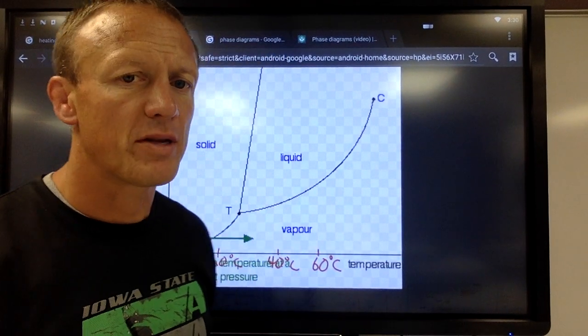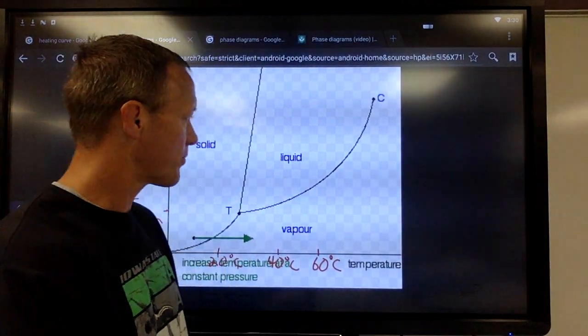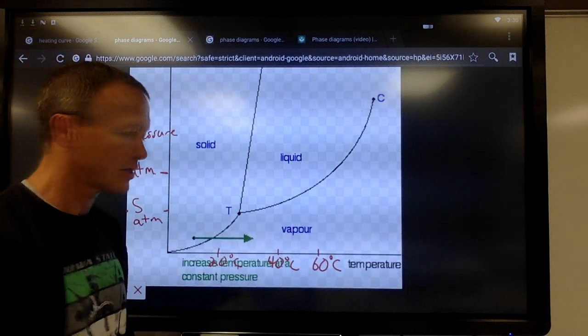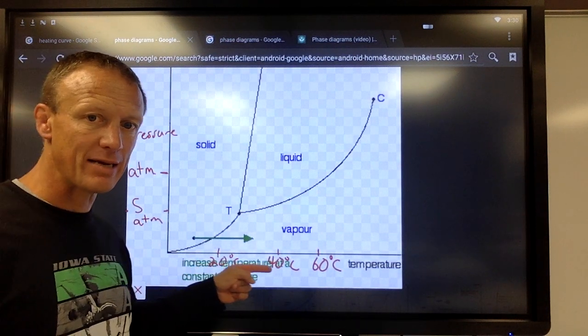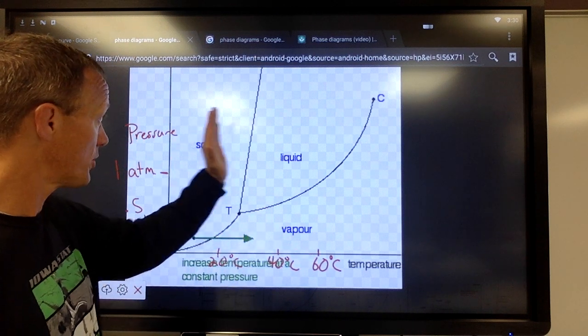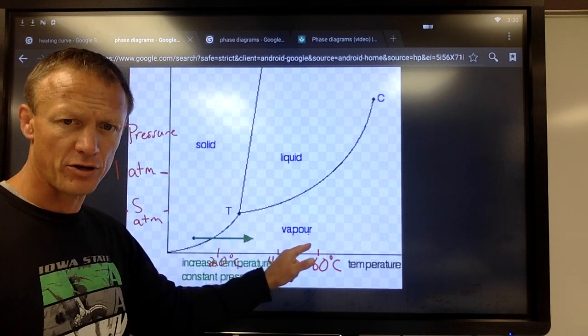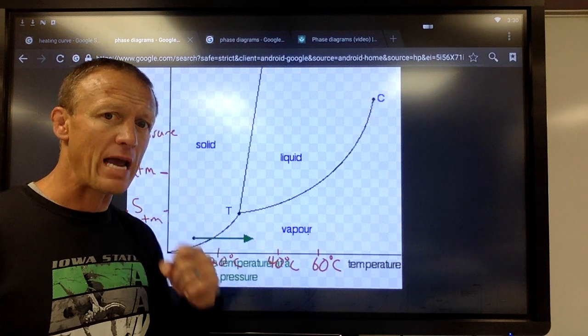This video is going to be on something called phase diagrams. Okay, so a phase diagram has two things. It's got temperature on the bottom. So as we move this way, we are heating a substance up. That's why it goes from solid to liquid to vapor. I'm not sure why they spell vapor that way, but gas.